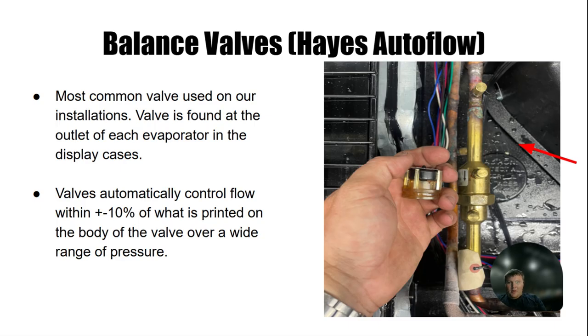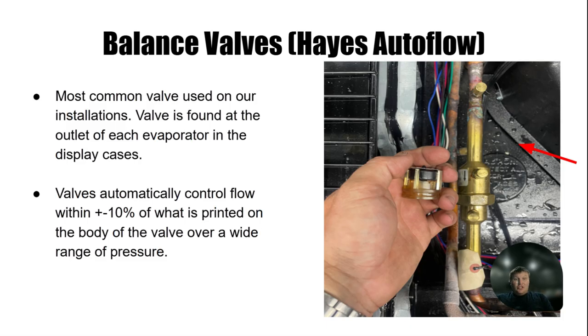So the primary and most commonly used valve in these installations is these Hayes auto flow valves, and they automatically control flow within plus or minus 10% of what is printed on the body of the valve. And you'll find these on the outlet of every evaporator.